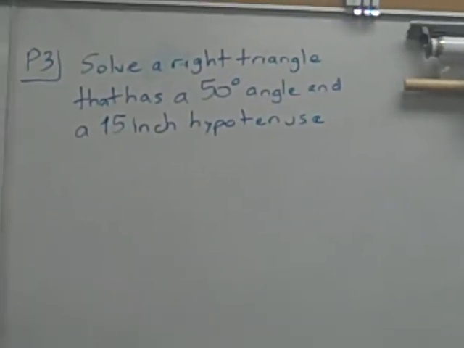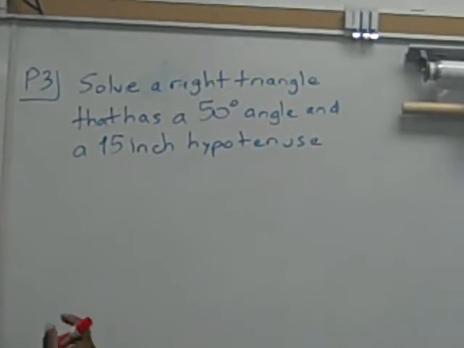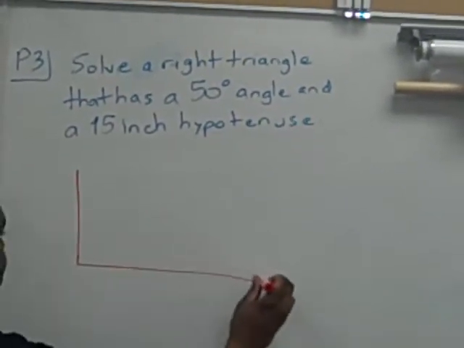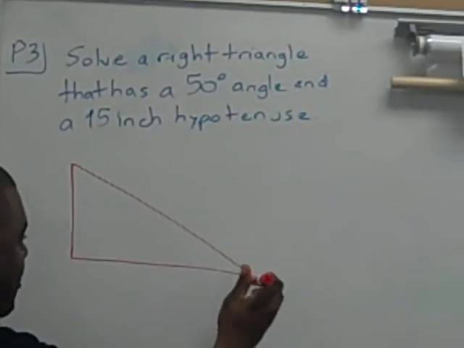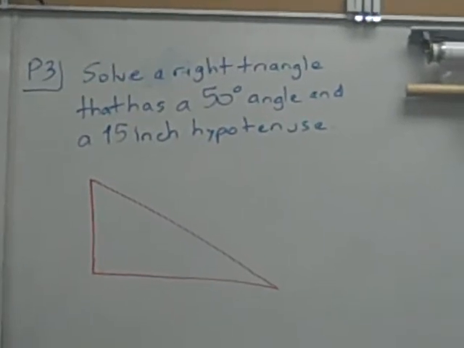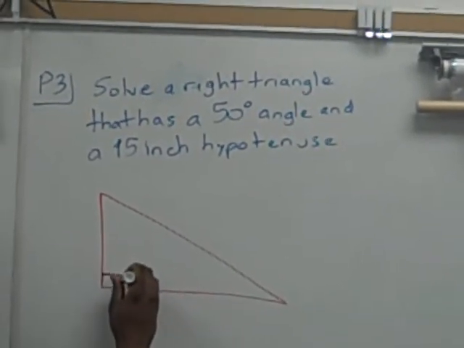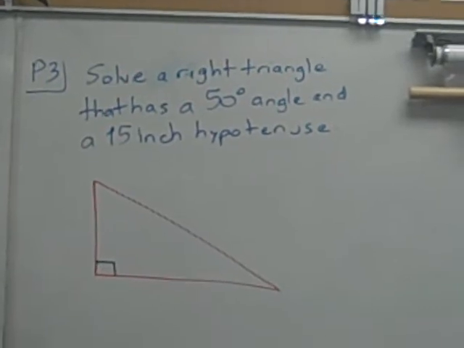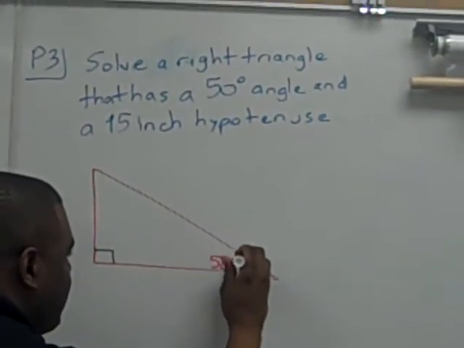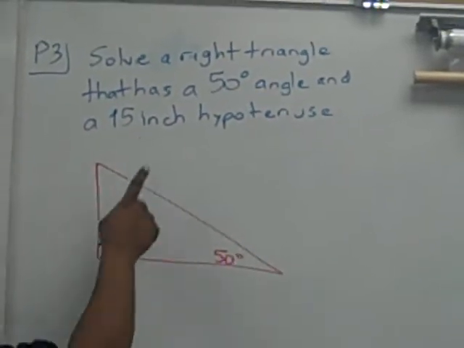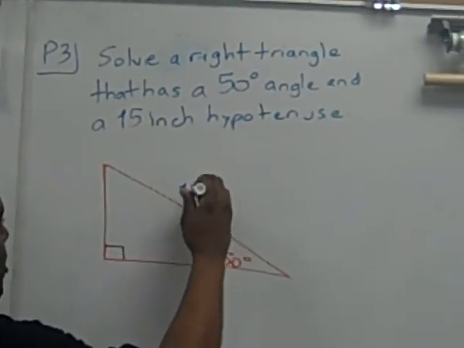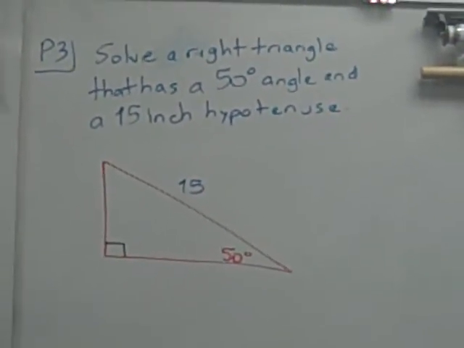All right, so we're going to draw a picture that has a 50-degree angle and a 15-inch hypotenuse. So I'm going to take my triangle and draw it out, kind of like this. I'm drawing off scale, and I'm going to label. We know it's a right triangle, so we're going to put the right angle there. And we also know that there's an angle measurement of 50 degrees. Let's just put that here. And we also know that there's a 15-inch hypotenuse, so we're going to put that here. All right? So that's what we know so far.